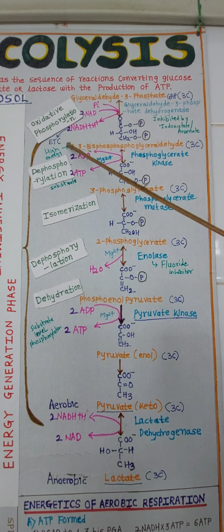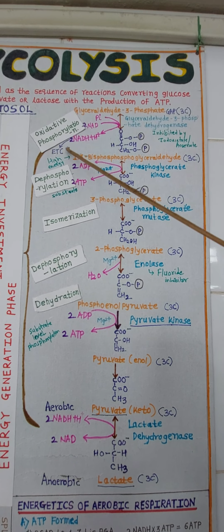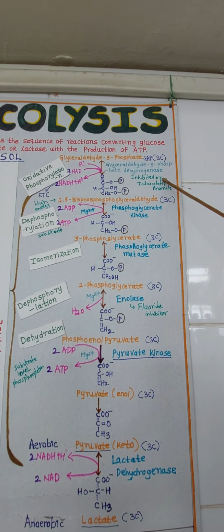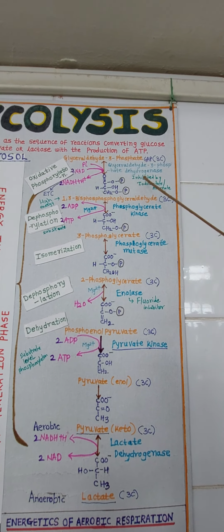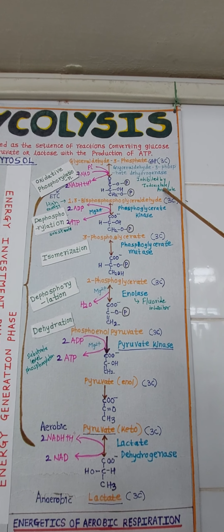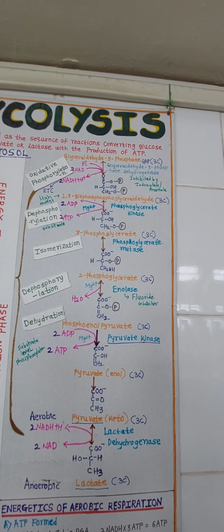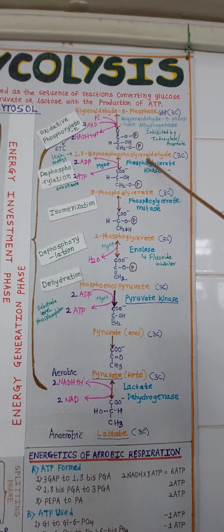That's why via the ETC the ATPs are synthesized, and here the glyceraldehyde 3-phosphate dehydrogenase can be inhibited by the inhibitors iodoacetate or arsenate, which are the inhibitors for this enzyme.